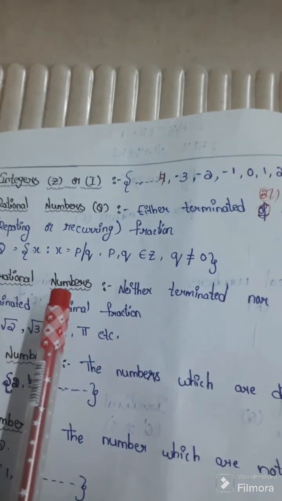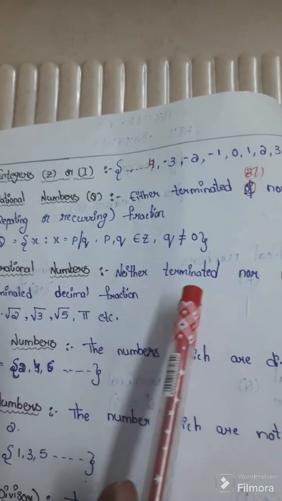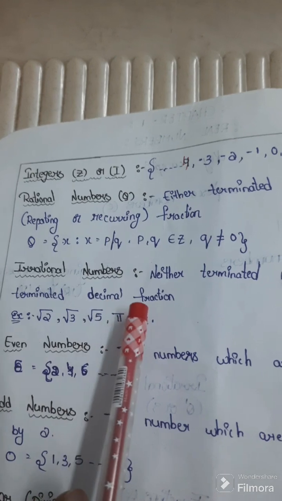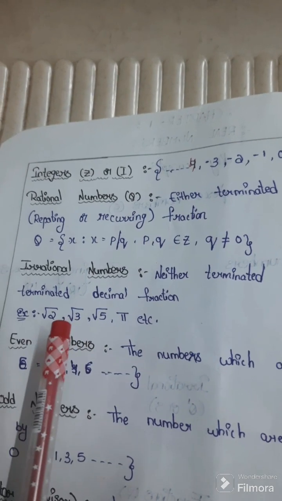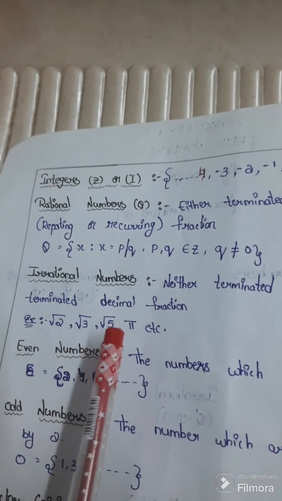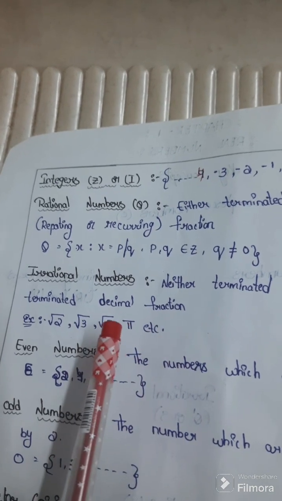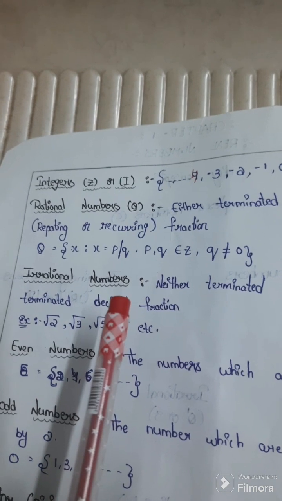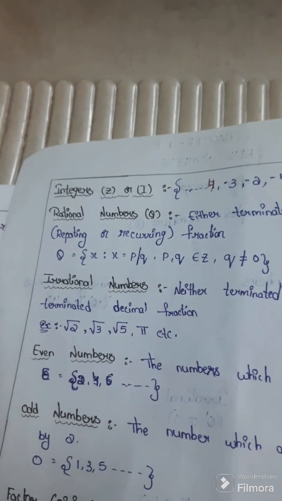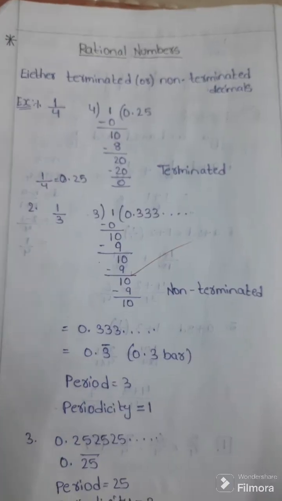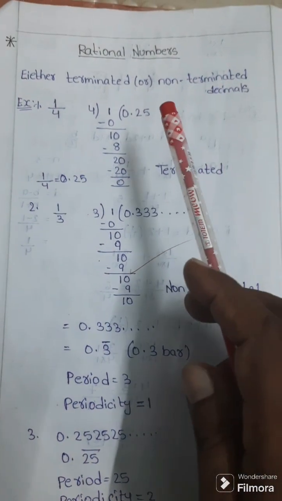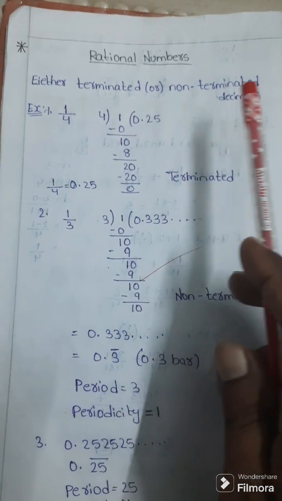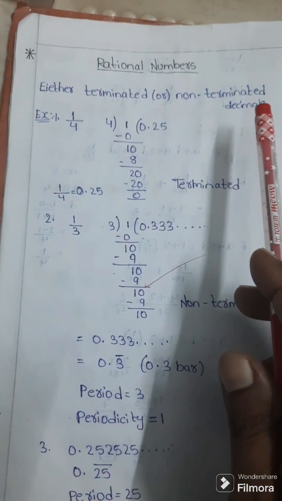Irrational numbers are those that are neither terminating nor repeating decimal fractions. That means root 2, root 3, root 5, pi, etc. All these are called irrational numbers. Irrational numbers are represented with Q dash, or surds, as we know. Now for rational numbers, I am going to explain briefly what terminated decimals and non-terminated decimals are.